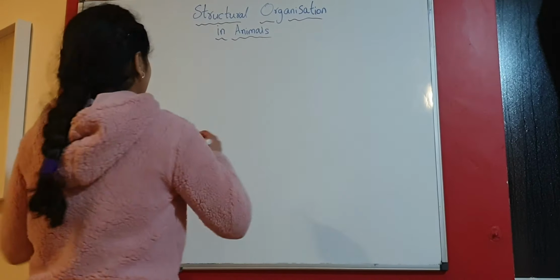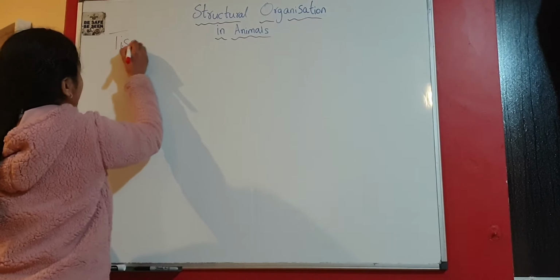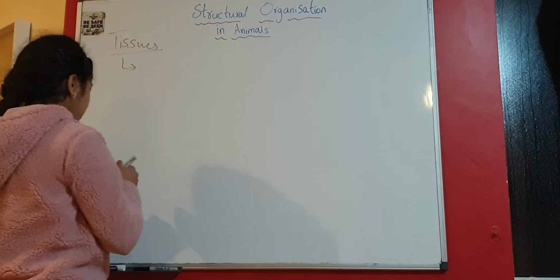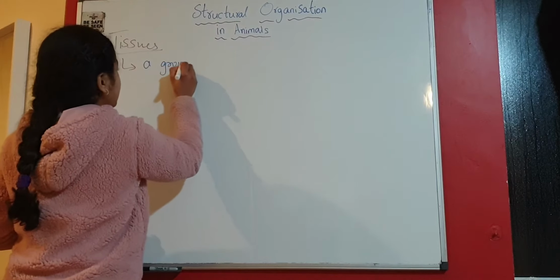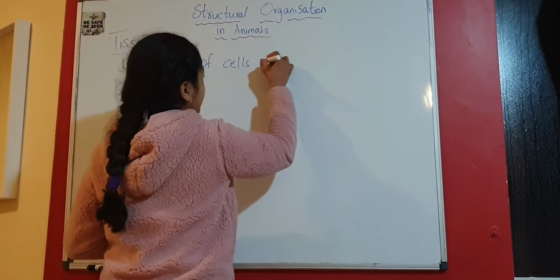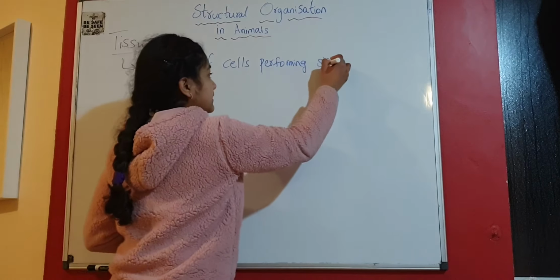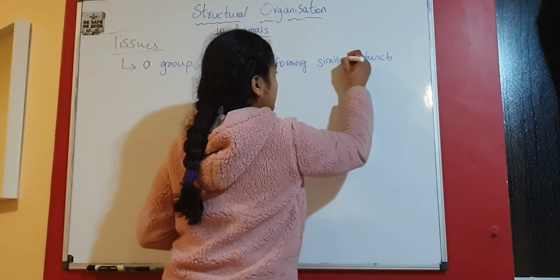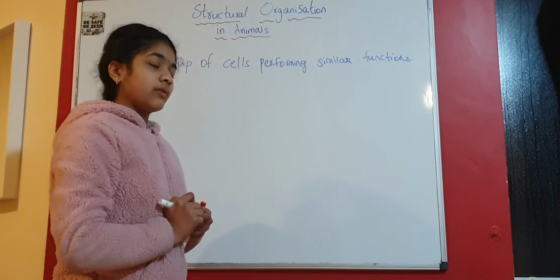Structural organization in animals. First, tissues. What is a tissue? Tissue is a group of cells performing similar functions. It's a group of cells performing similar functions.